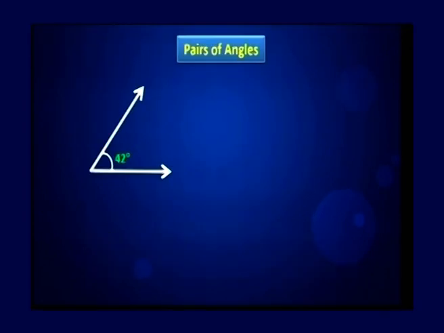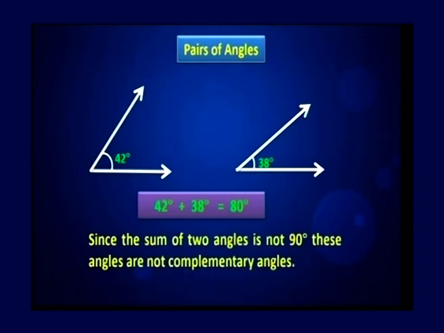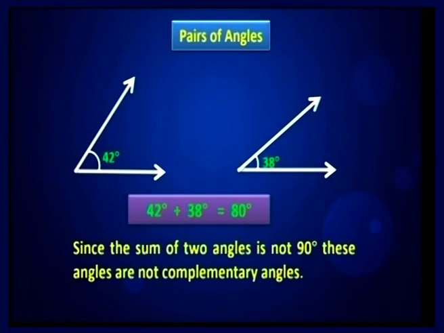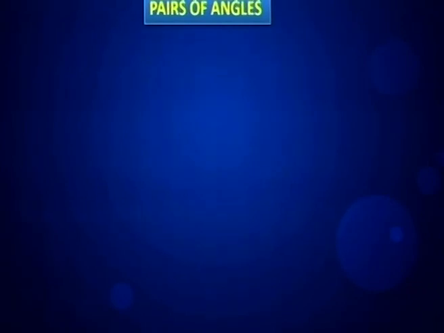Next, we will learn another pair of angles. Let us take another example. Here, the measure of an angle is 42 degrees and the measure of another angle is 38 degrees. Let's add them. What do you get now? Yes, it is 80 degrees. So children, here we have seen that the sum of two angles is not 90 degrees. So these angles are not complementary angles. In the previous slide we have seen that only if the sum of angles is 90, then they are called complementary angles.